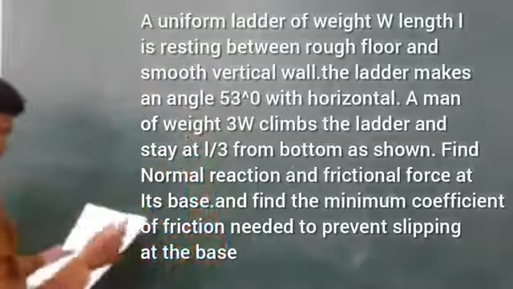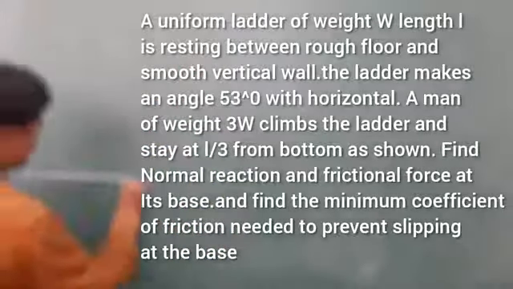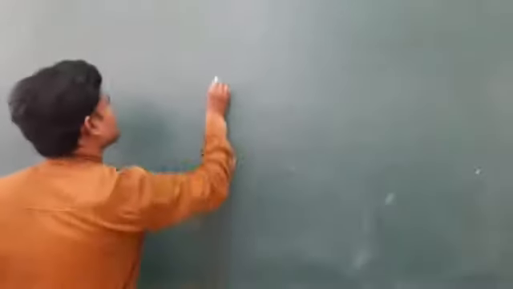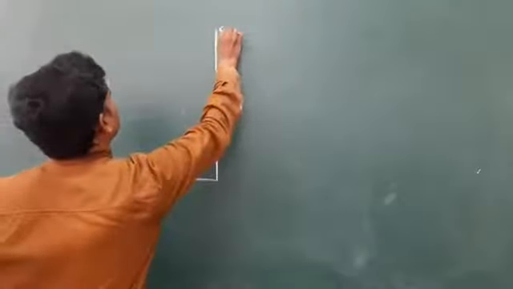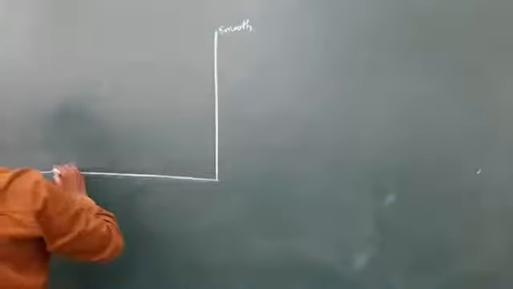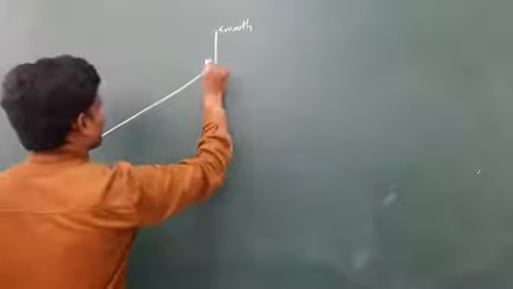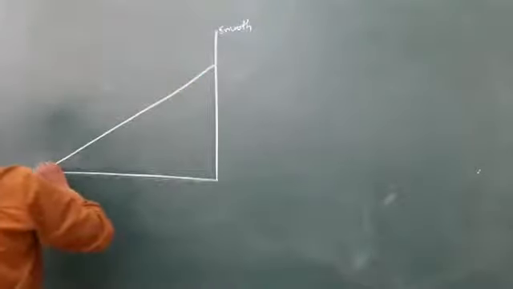See the diagram. They gave this diagram. See, this is the ladder. Downside, anyhow, they mentioned rough, and this is the smooth vertical wall. This is the ladder whose length is given.